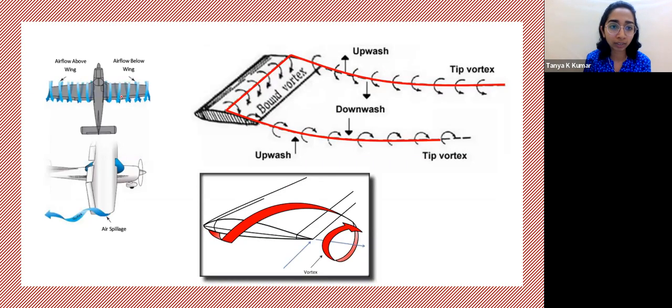When an aircraft is flying through a free stream, the flow above the wing tends to move in this direction, this upper arrow, and the flow below the wing tends to move in this direction. The pressure below the wing is more than the pressure above the wing, which is why you have the generation of lift. So the direction of flow across the span is like this: above the wing, it moves inward, and below the wing it moves outward.